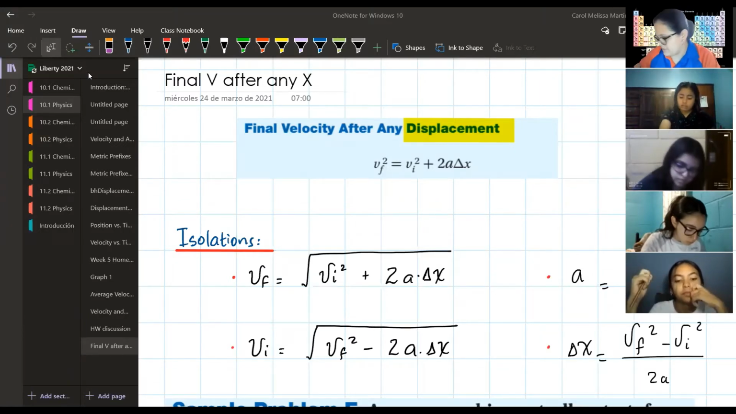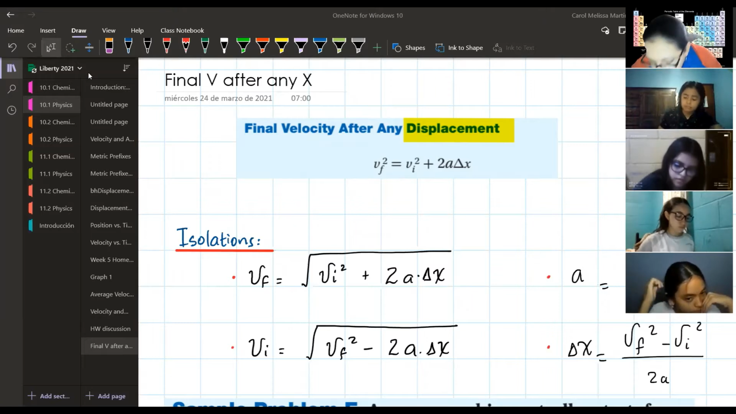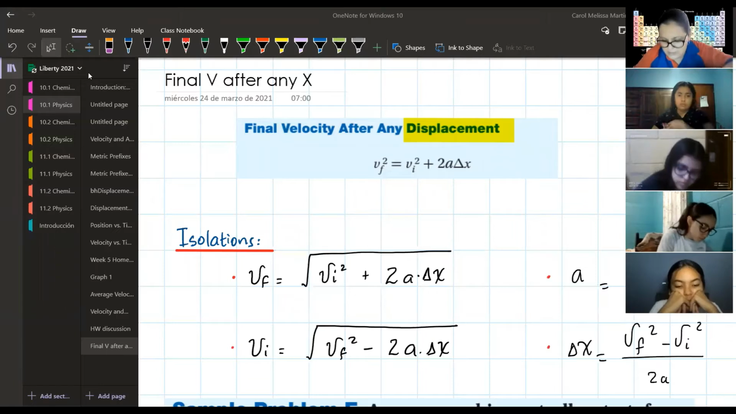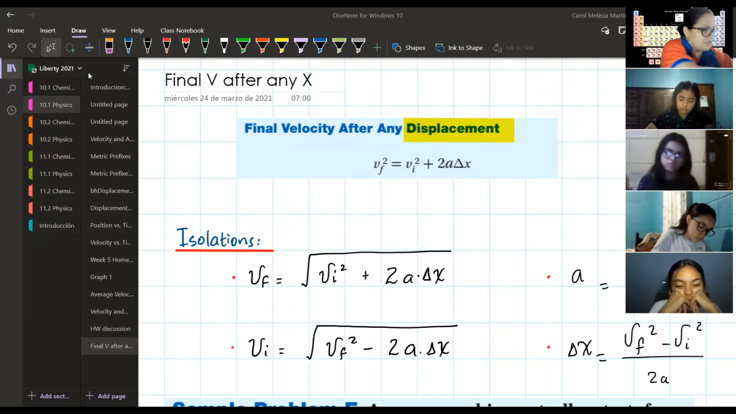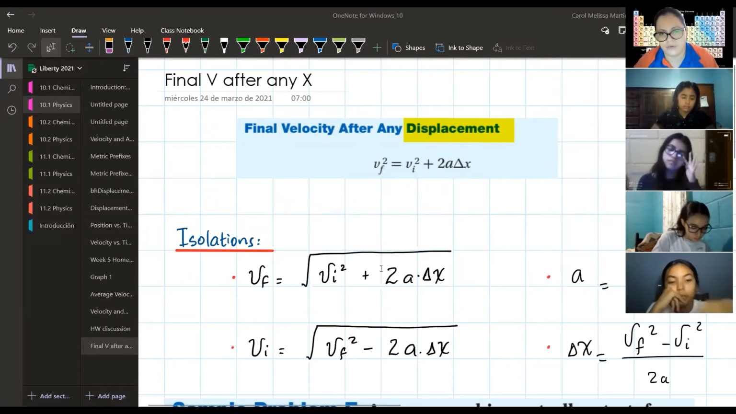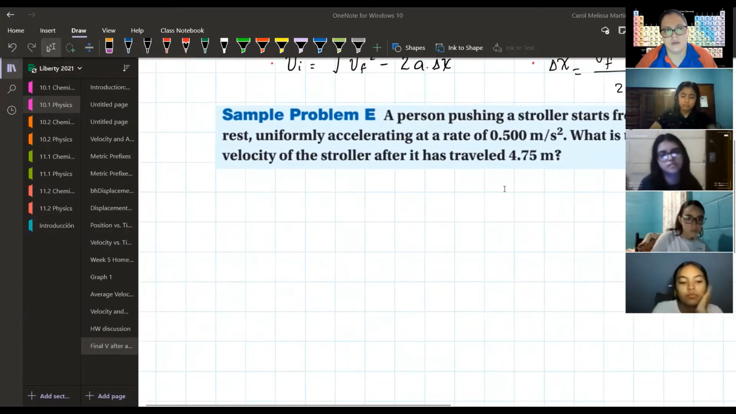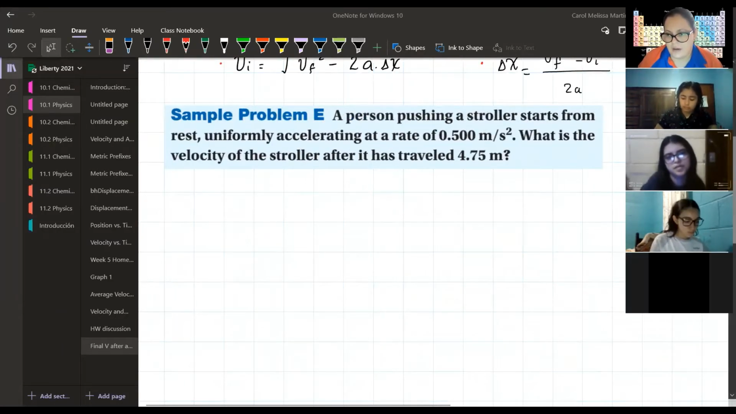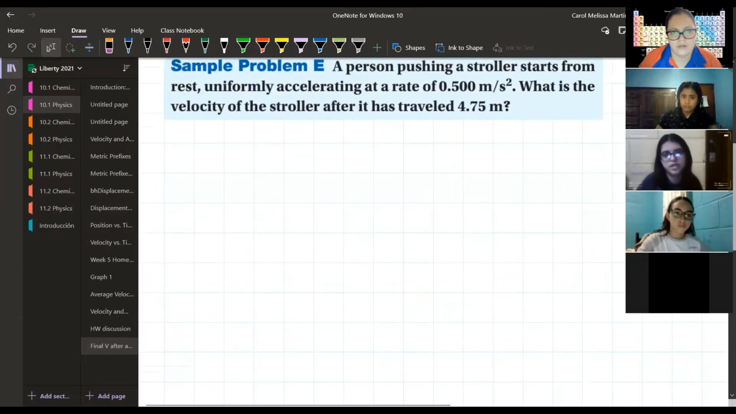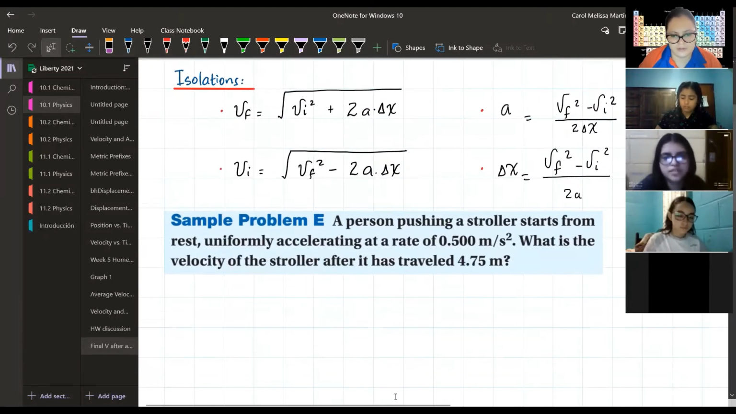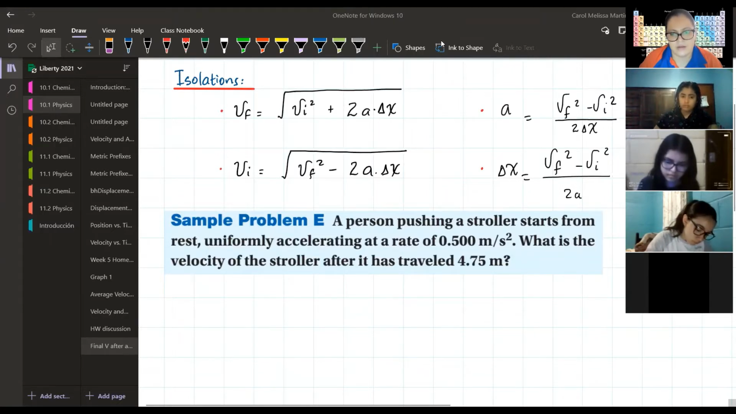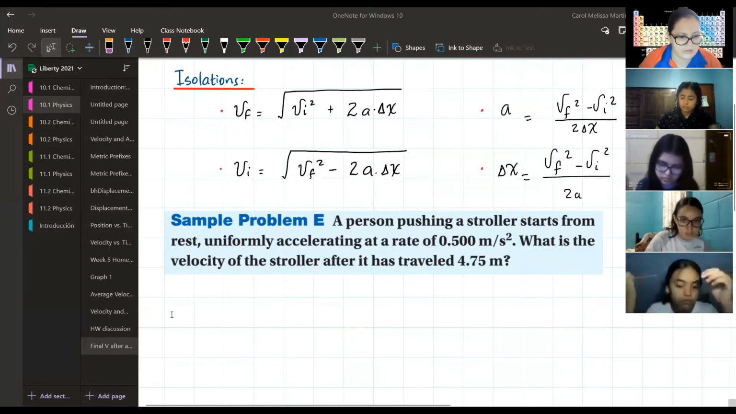Give me 1 second. Okay. So let's take a look at the first problem. I'm going to show you like this so we can identify the givens.